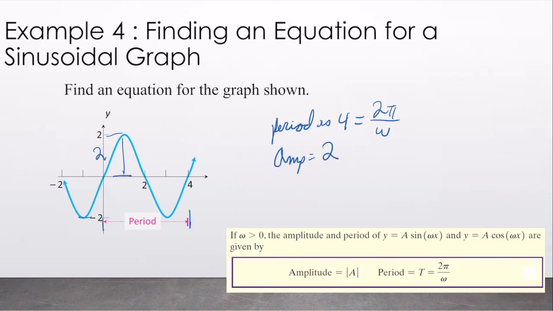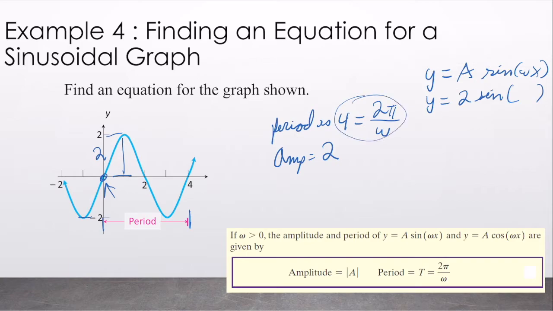And I'm going to have a function of the form y equals, is this a sine or a cosine? Well, this is actually a sine, right? Because sine of 0 is 0. So I have y equals a sine omega x. So I have y equals 2 sine omega x, but I don't know what omega is. I have to solve for this, and I can do that using this equation.